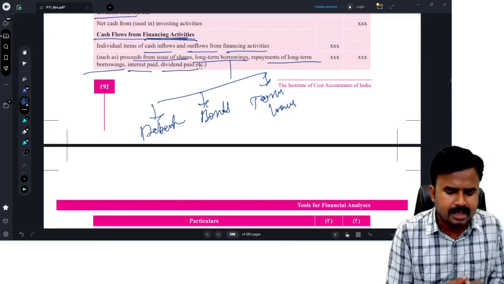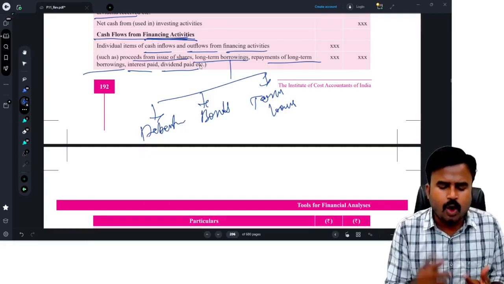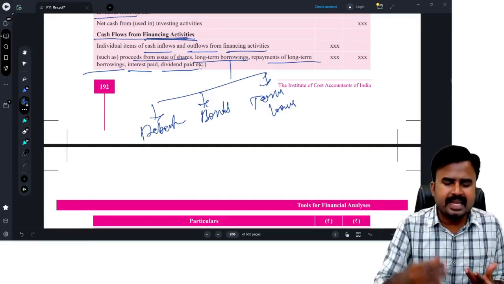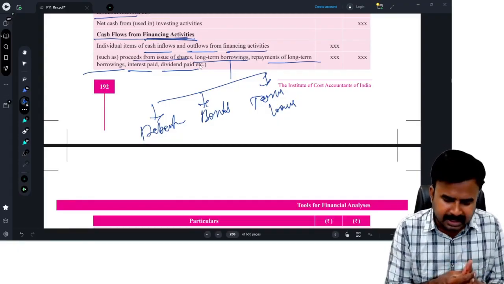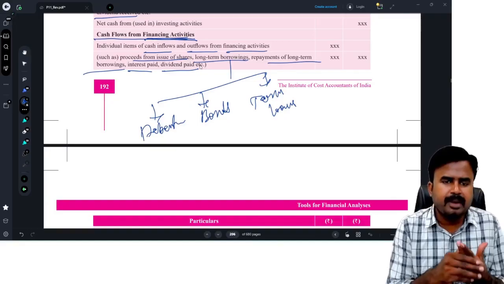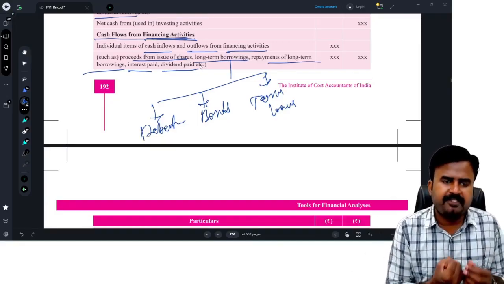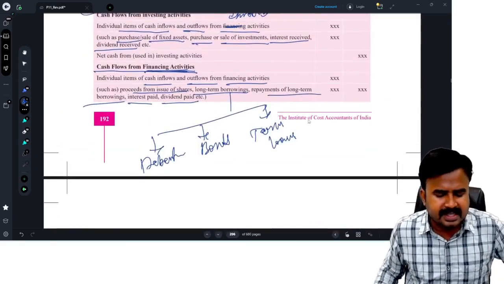So what are the transactions? Proceeds from issue of shares means issue of equity share capital, preference share capital. Long-term borrowings means issue of debentures, issue of bonds, and loans from banks and other financial institutions. Repayment of long-term borrowings means redemption of debentures, redemption of bonds, repayment of loans from banks and other financial institutions, interest paid, preference dividend paid, equity dividend paid. All these transactions must be considered in financing activities.